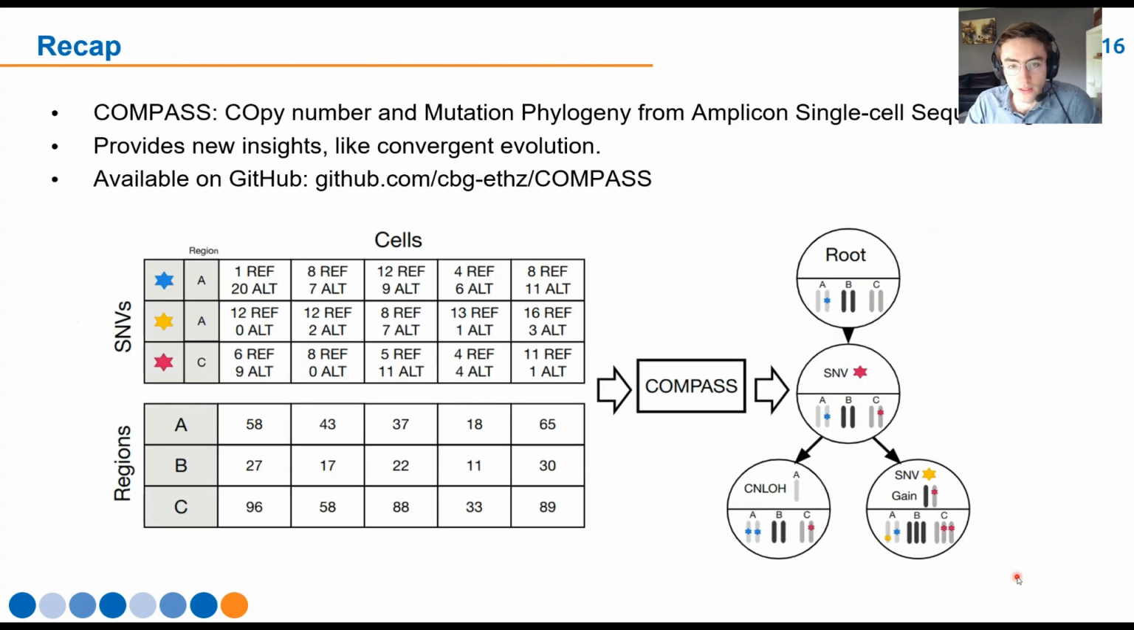So to recap, here we developed COMPASS, which is a method for copy number and mutation phylogeny inference from amplicon single-cell sequencing data. And our method can provide new insights. For example, here I focused on convergent evolution. And our method is available on GitHub, so you're free to try it out.